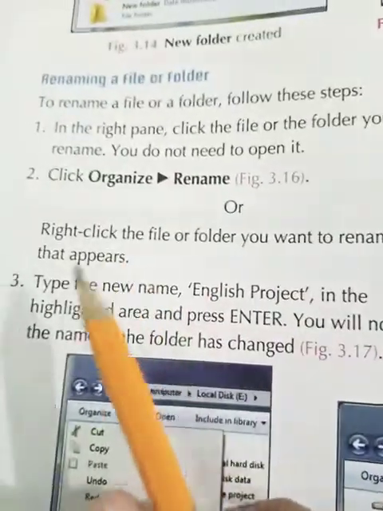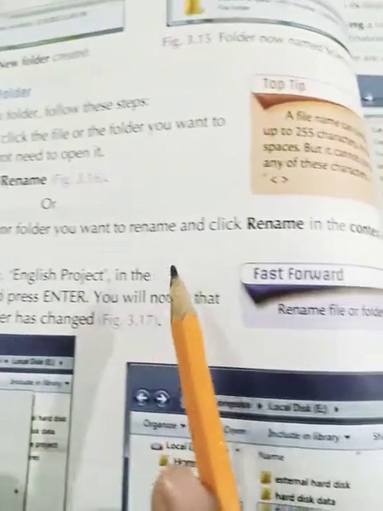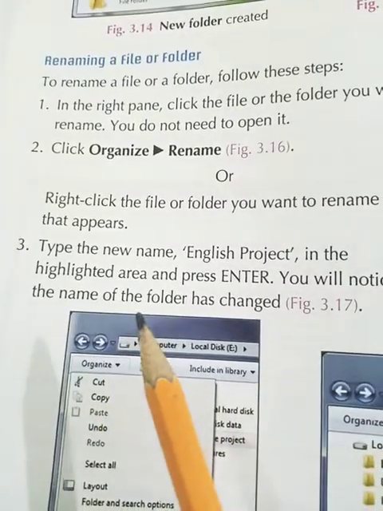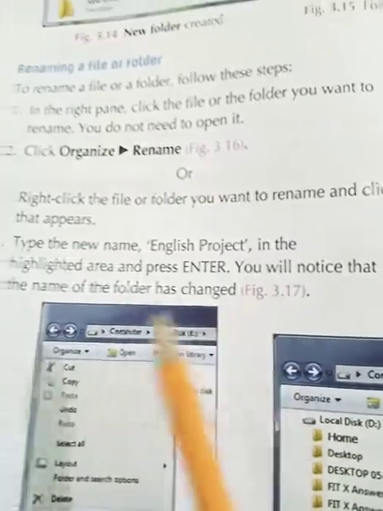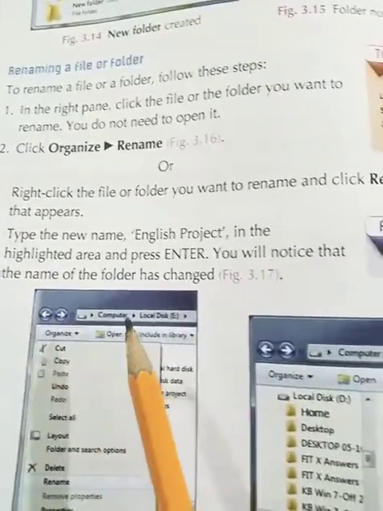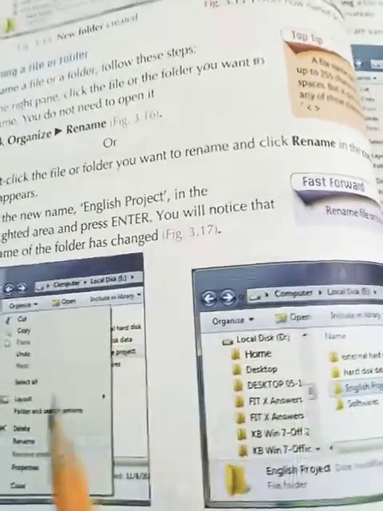Or the second method is that right click the file or folder you want to rename and click rename in the context menu that appears. Number 3, type the new name English Project in the highlighted area and press enter. You will notice that the name of the folder has changed, figure 3.17.